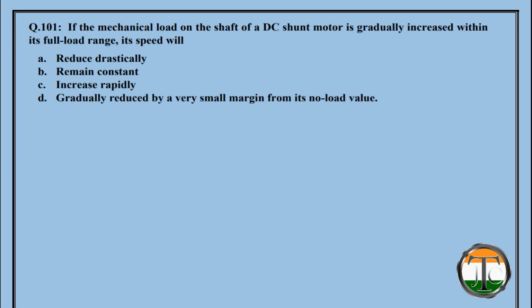The next question is 101. If the mechanical load on the shaft of a DC shunt motor is gradually increased within its full load range, its speed will: option A, reduce drastically; option B, remain constant; option C, increase rapidly; option D, gradually reduce by a very small margin from its no load value. This question comes under the DC shunt motor part.